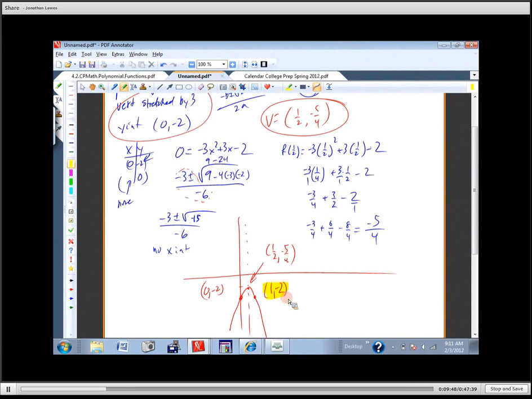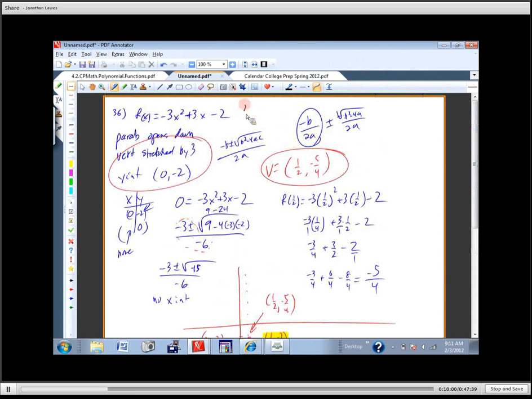Should we check? How can you check to see whether or not that point is actually on the graph? Plug it in. Let's see. So if we plug in a 1, we should get a negative 2. Let's come back up here. If I do f of 1, I better get a negative 2. So this is going to be negative 3 times 1 squared plus 3 times 1 minus 2. So this is negative 3 plus 3 minus 2. Those will cancel each other off, and we get a negative 2. So when you plug in a 1, you get a negative 2. It's on the graph.